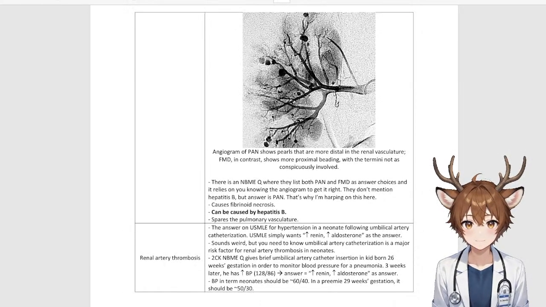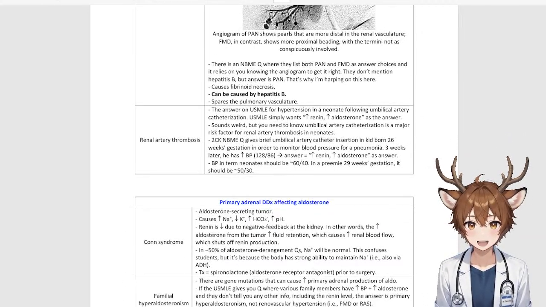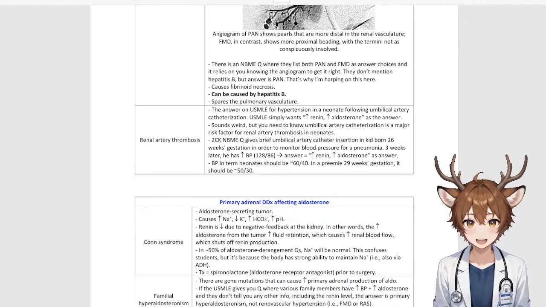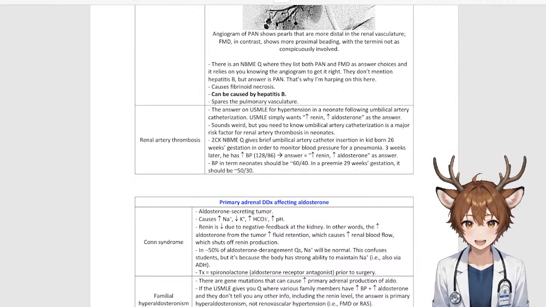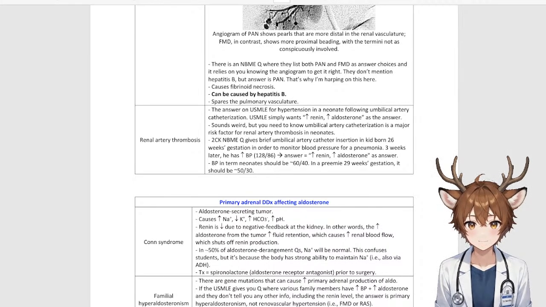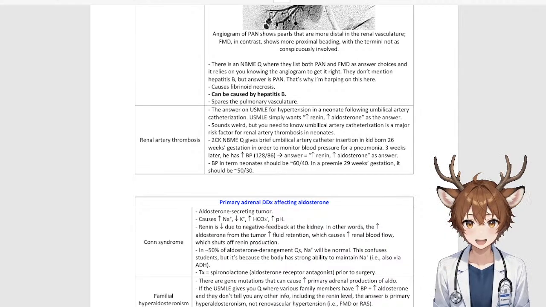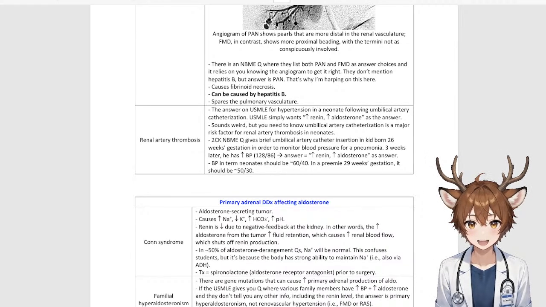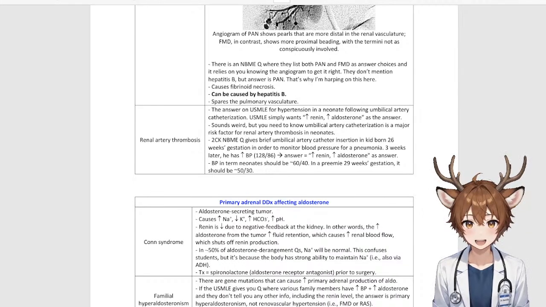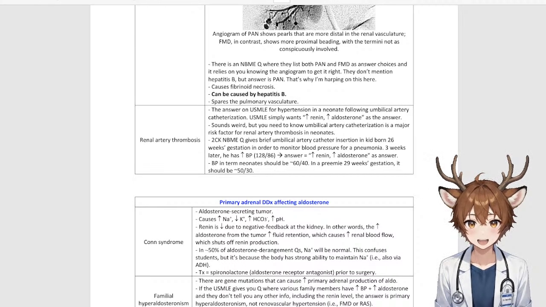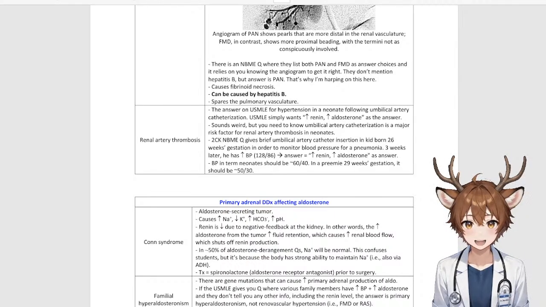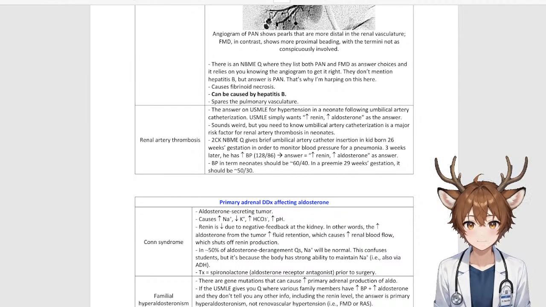What about renal artery thrombosis? For renal artery thrombosis, the answer on USMLE for hypertension is a neonate following umbilical artery catheterization. USMLE simply wants elevated renin, elevated aldosterone as an answer. Sounds weird, but you need to know umbilical artery catheterization is a major risk factor for renal artery thrombosis in neonates.